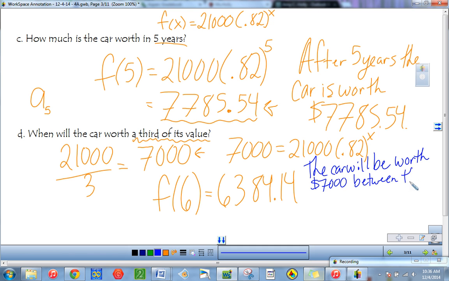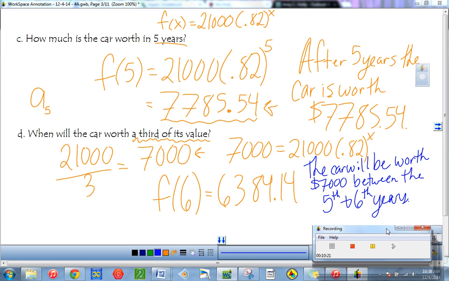To find 1/3 of its value, I just multiply it by 1/3, that always works. Does that make sense? Cool. So we're kind of down to the guessing game until we learn how to undo exponents.